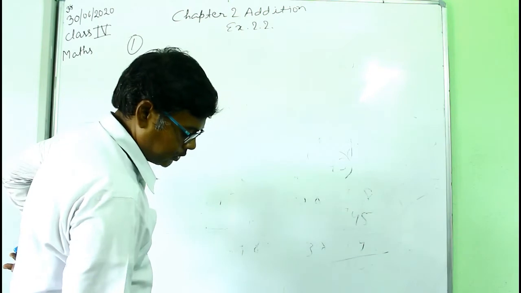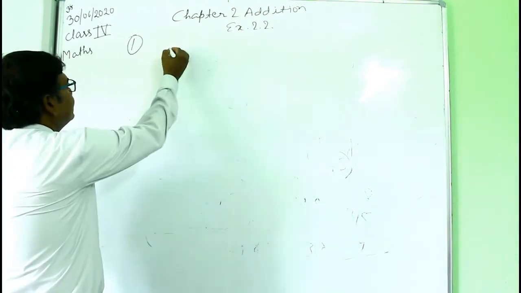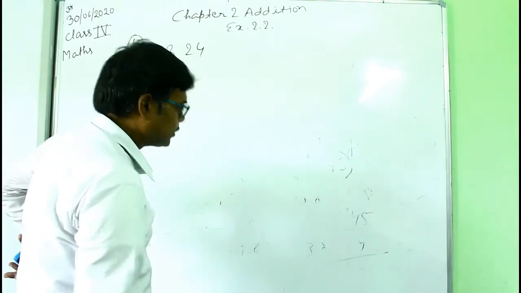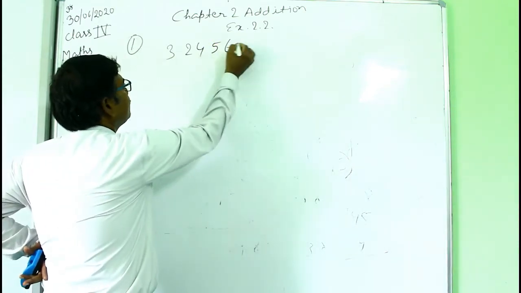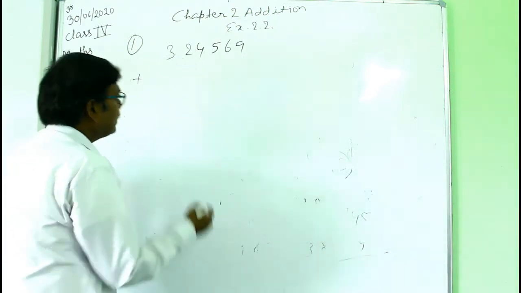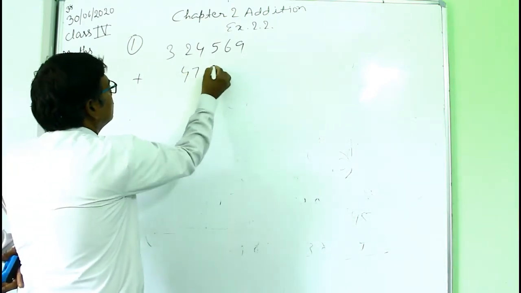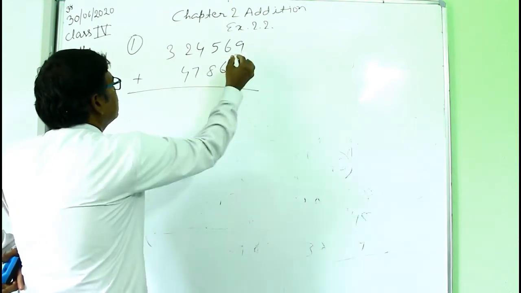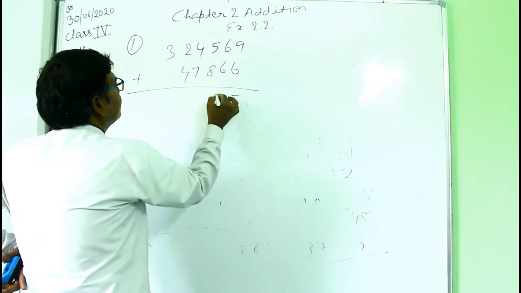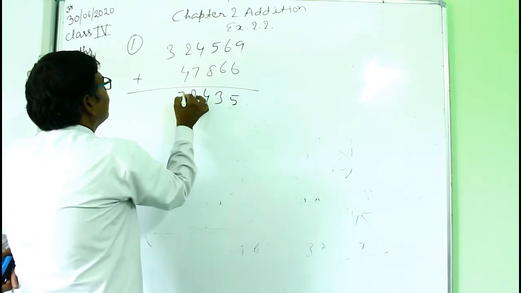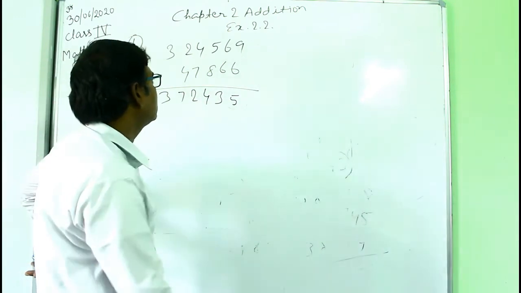So the first number is 3,24,569 and the other number is 47,866. Add these two numbers, then find the answer. So this is the answer.